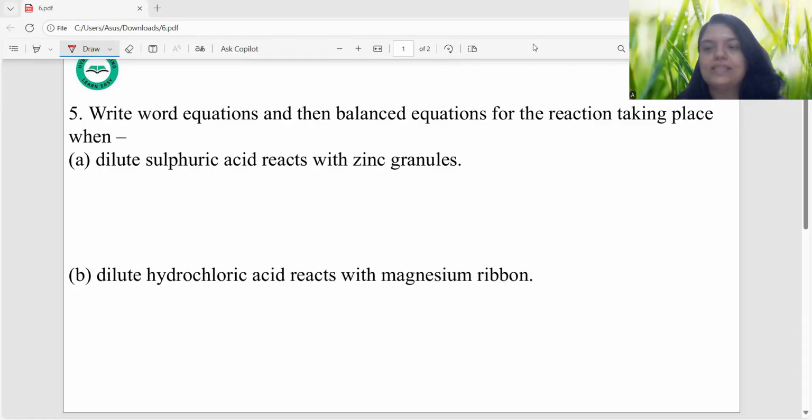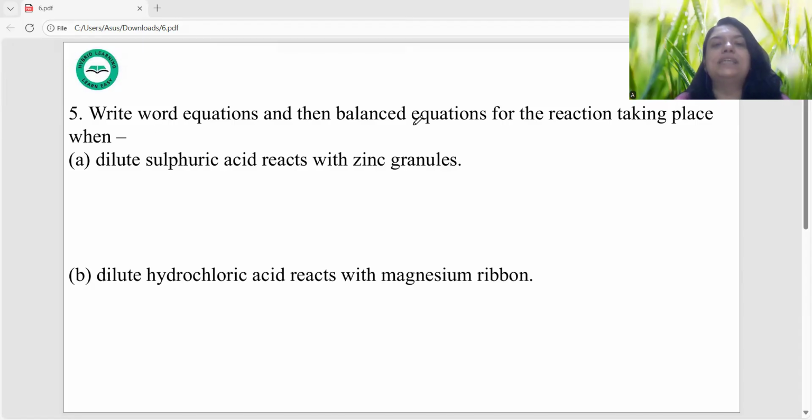So today's topic is Chemistry, Acid, Base and Salt, CBSE Grade 10. We are going to continue the NCERT exercise. We did questions 1 to 4 in the previous video. We are going to continue with that. So today I am discussing question number 5.